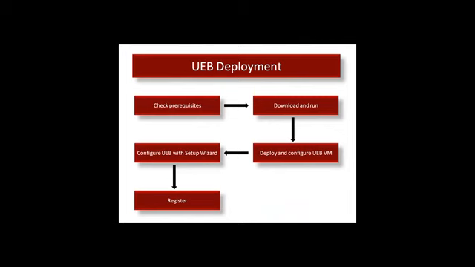As shown in this diagram, you'll start by checking that prerequisites have been met for your deployment environment. Then you'll download and run the install wizard, deploy and configure the UEB virtual machine itself, then configure the UEB system using the setup wizard, and finally register your system.